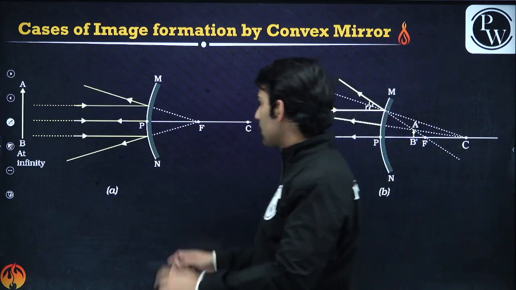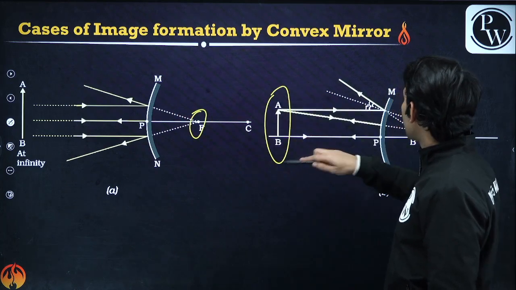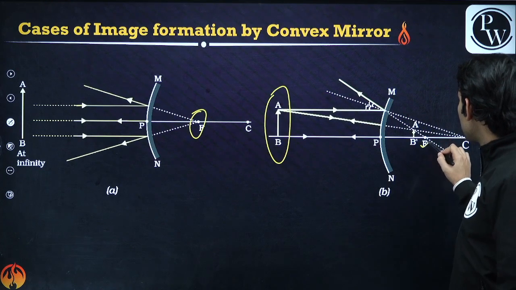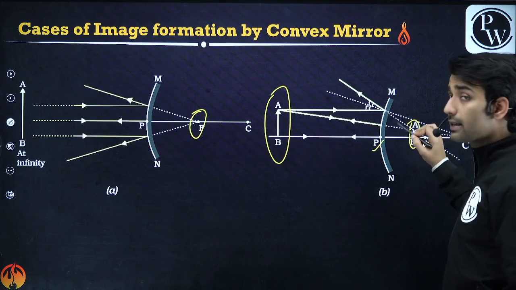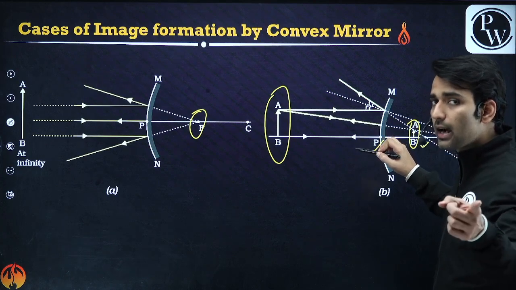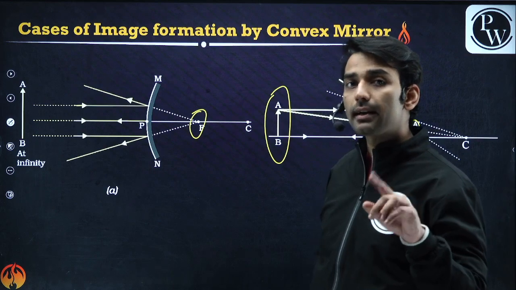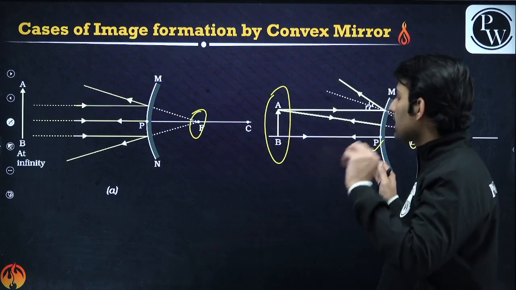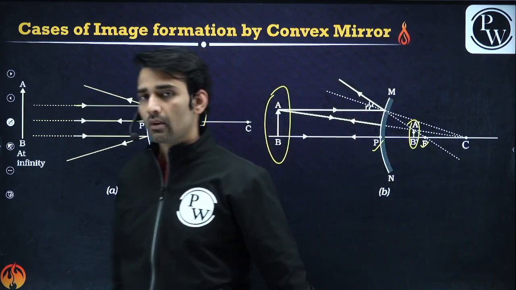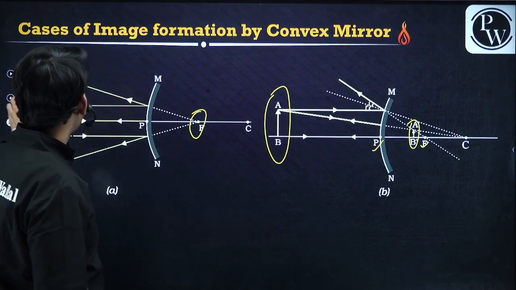First is object at infinity, the image is formed at focus. Second, bring the object closer to the mirror, and the image is formed between P and F, and it is virtual, erect and diminished. A concave mirror cannot form a virtual, erect and diminished image; it can form virtual, erect and enlarged. Only a convex mirror can form virtual, erect and diminished. Clear, guys? So this is the case of images formed by the convex mirror.